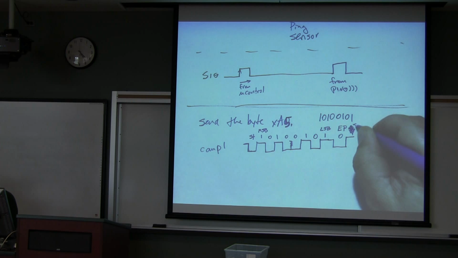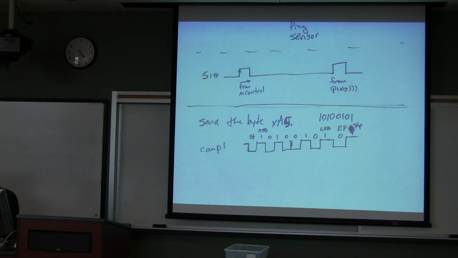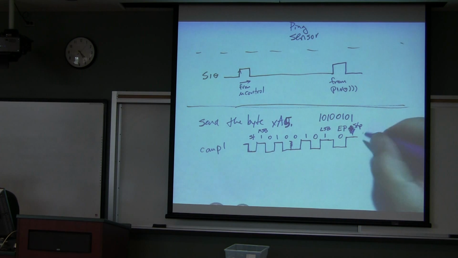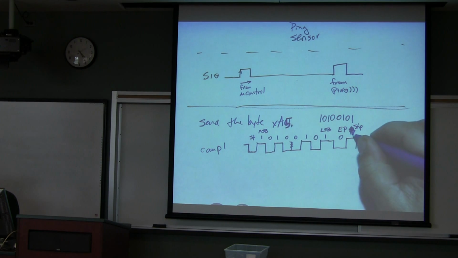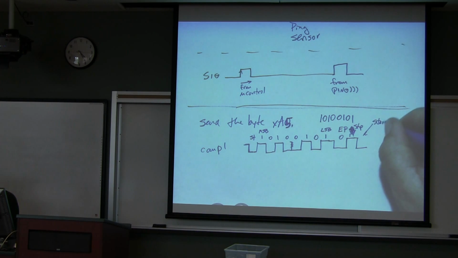Interesting enough, if I immediately then start sending more data, notice I can go down to 0, and that would be my start, right? So I can immediately send another byte. Now, one thing is that between my two machines, they have to agree to communicate at the same speed.